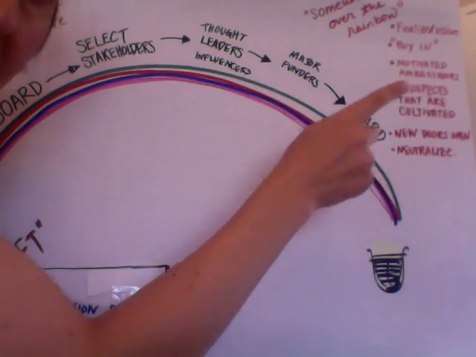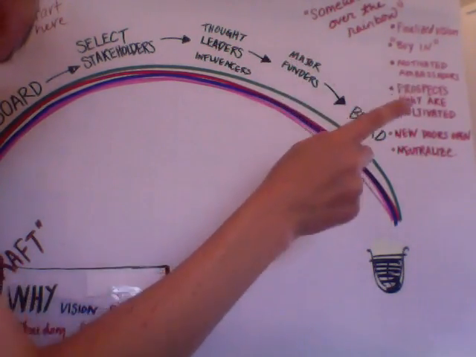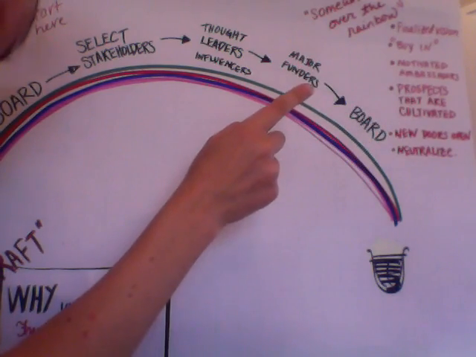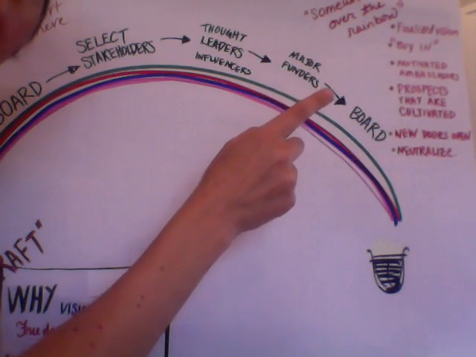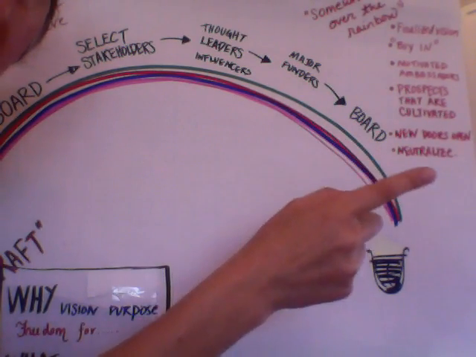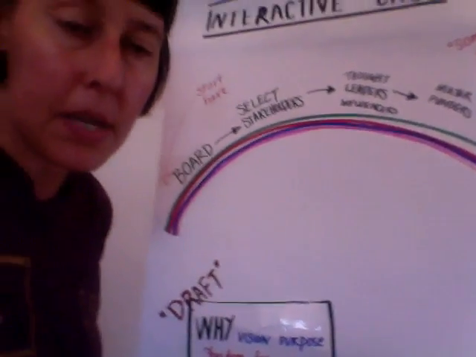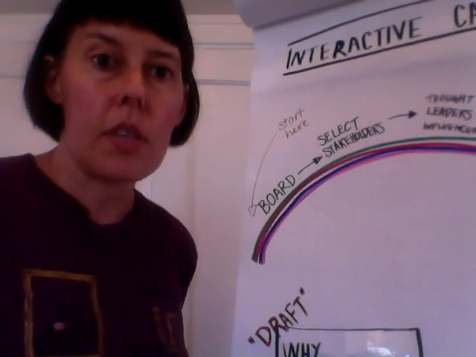You will have prospects that are cultivated, right? After you go to these major funders, you're going to have a sense about who is a prospect, and they'll already know about what you're doing and why. And you'll have new doors opened, and you'll neutralize anybody who might be upset if you didn't go to them for their advice.